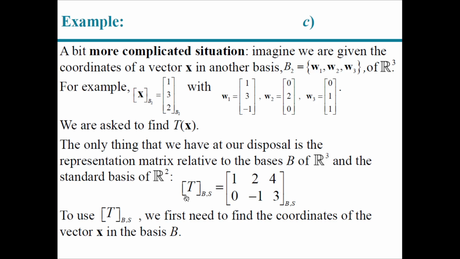And you only gave me the representation matrix relative to the basis B. So the V1, V2, V3, and standard basis. Oh my God, how do I do this? I know that this matrix here multiplies the coordinates in basis B, but you gave me coordinates of a vector in basis B2, two different bases. My God, what do I do?